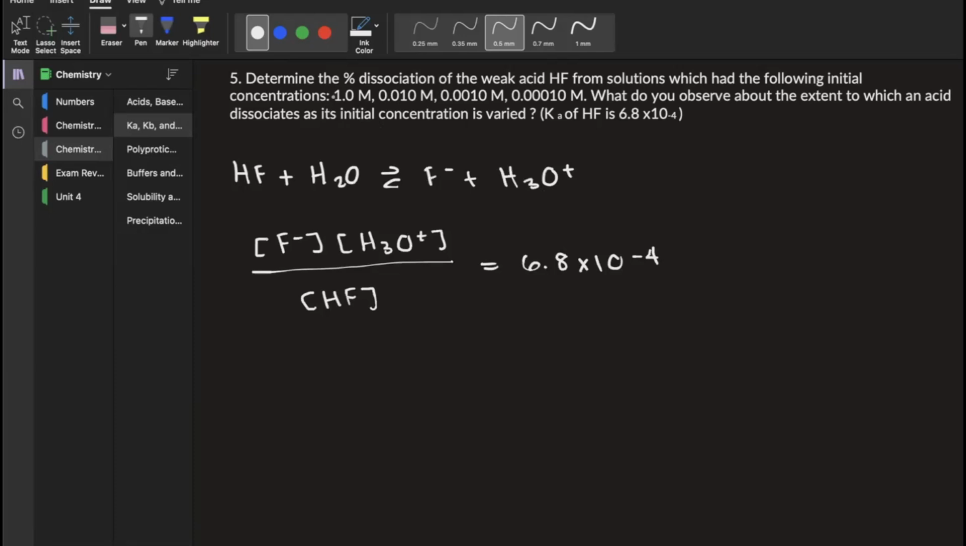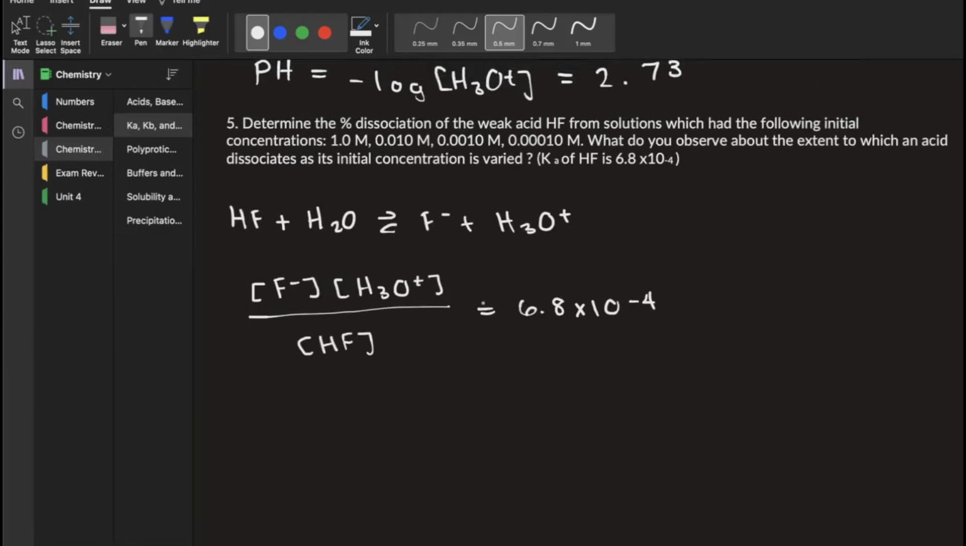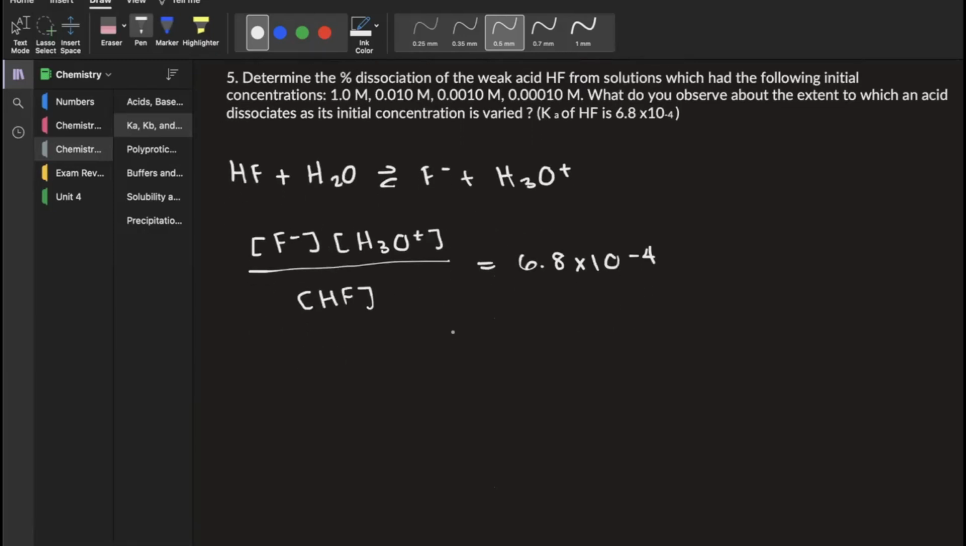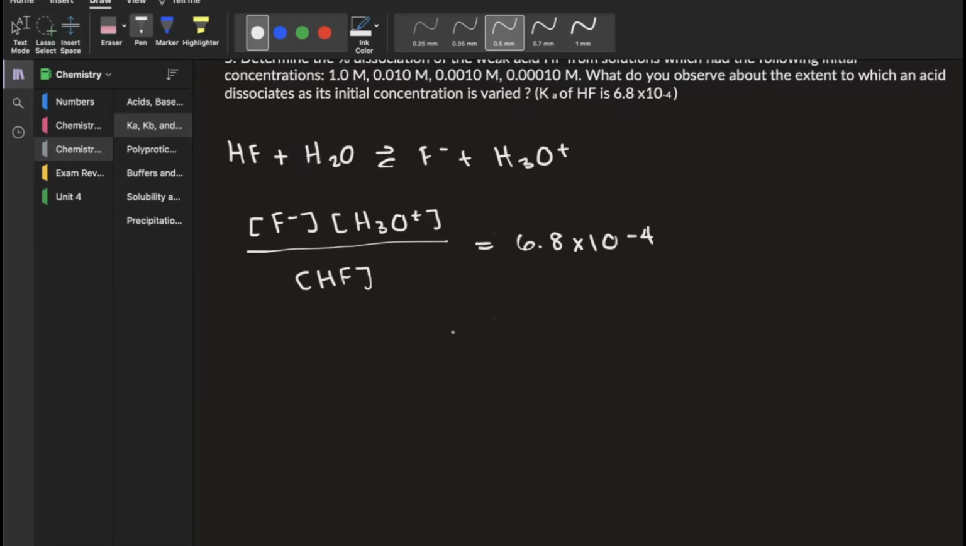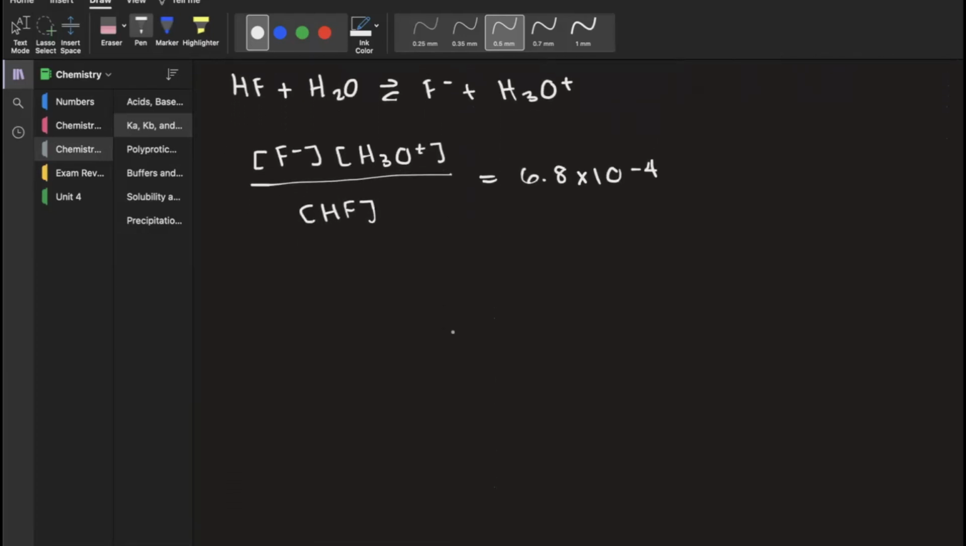Now, what varies in this problem are the initial concentrations of HF. So to save space and time, I'm not really going to write out each ICE chart table. If you really want to for practice, feel free to do that. But I'm just going to go ahead and write the different equations. So we know that because of the stoichiometry, it's going to be 1 to 1.